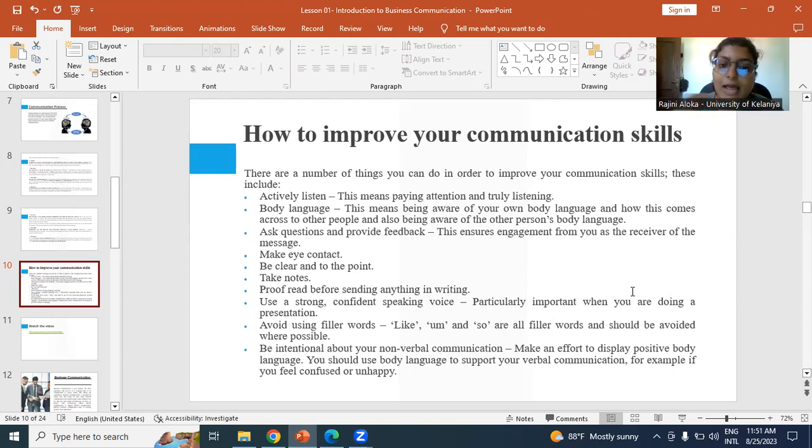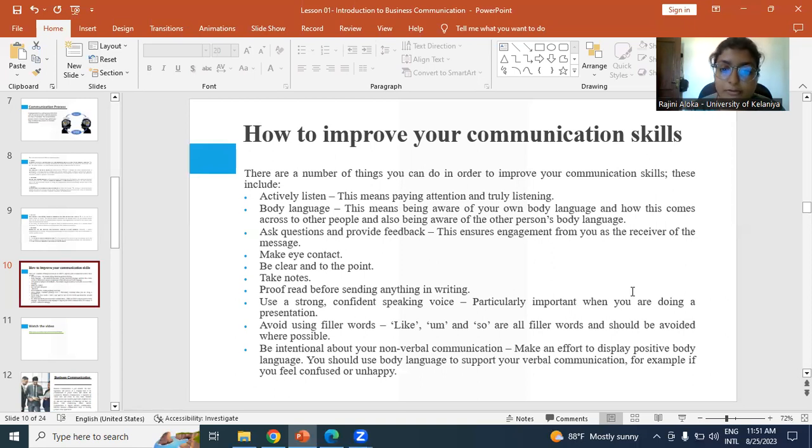Be clear and to the point. We talked about the importance of clarity, why it is important to be clear when it comes to communicating. Take notes, and proofread before sending anything in writing. That is very important in a business communication setting, because it also shows your professionalism. If you are sending an email to someone with a lot of grammar or spelling errors, that shows that you are not professional enough. So you need to proofread.